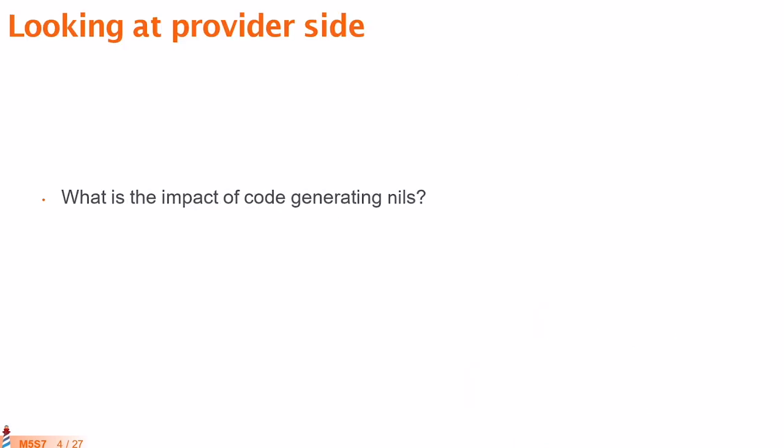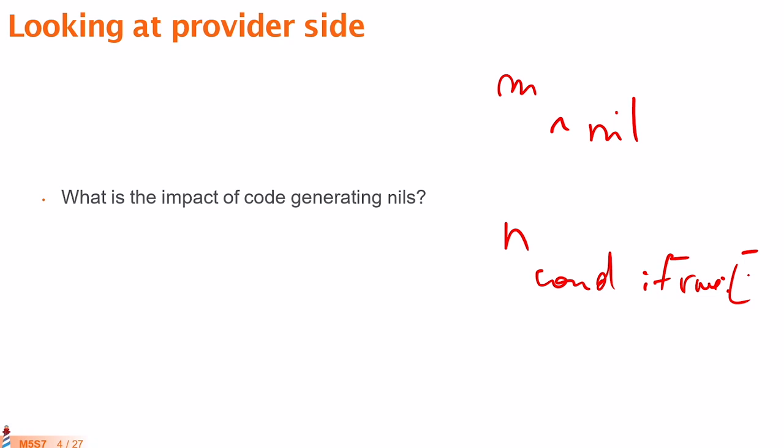So let's first look at what happens from the side that returns nil. Every time that you write a method m that returns nil, or a method n that will do some if condition, if true return nil, else return 7, for example. The question is, what happens with this? What are the consequences of doing this? So we can ask ourselves this question.